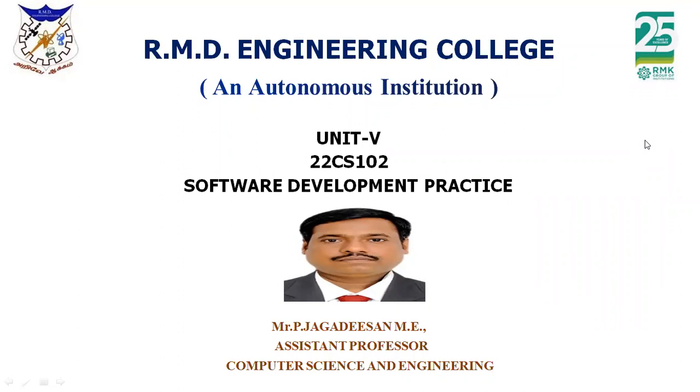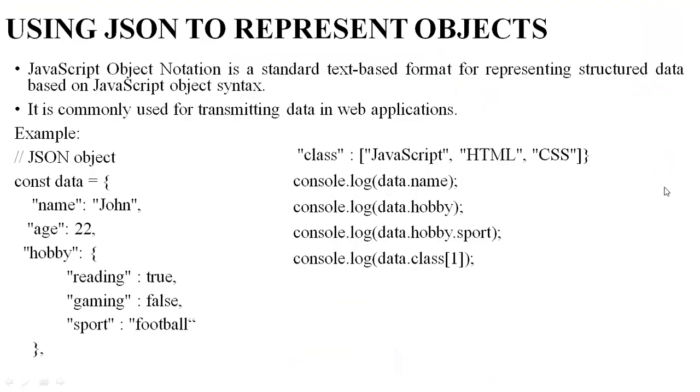In this video, we learn about the JSON object. How can we represent the JSON object? JSON, the JavaScript Object Notation, is a standard text-based format for representing structured data based on the JavaScript object syntax. It is commonly used for transferring data in web applications.